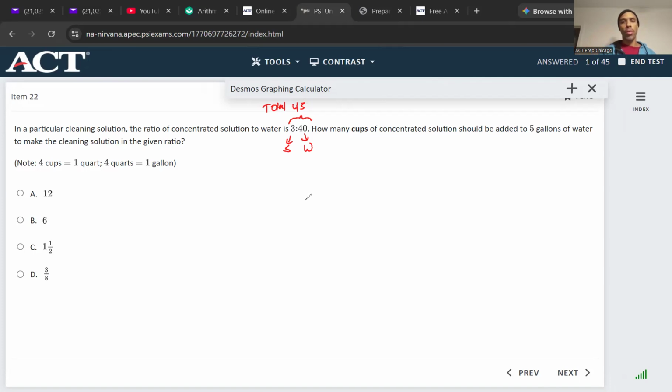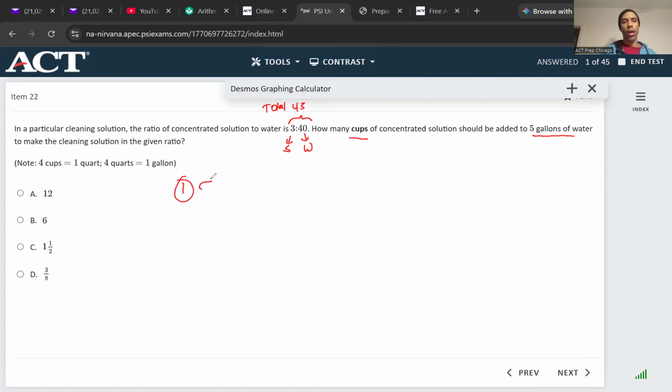So basically, what do we do? Well, we turn gallons to cups, huh? Or we could get the original equation in gallons, and I think that's what they want, and then turn it to cups at the end. Let's just turn the gallons to cups. Since the solution is in cups and the water is in gallons, let's just make the water also cups. So that's what we do first.